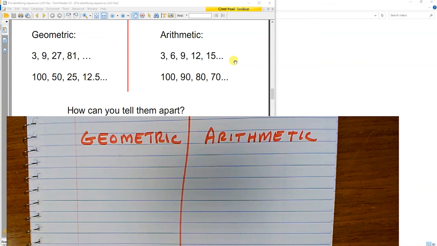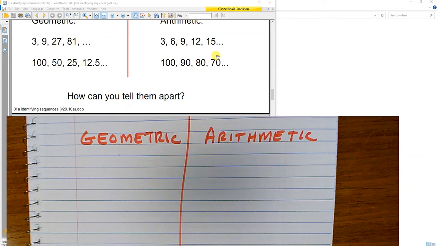So look at the geometric. What's going on with the geometric? Let's see, 3, 9, 27, 81. It's multiplying by 3 each time. And the arithmetic is going up by 3 each time, plus 3, plus 3, plus 3. On the second geometric, we can see that it's divided by 2, divided by 2, divided by 2. And on the second arithmetic, we see it's subtracting 10, subtracting 10, subtracting 10.